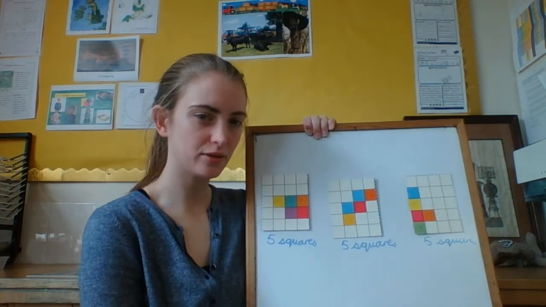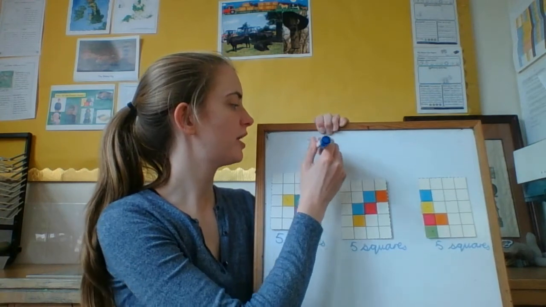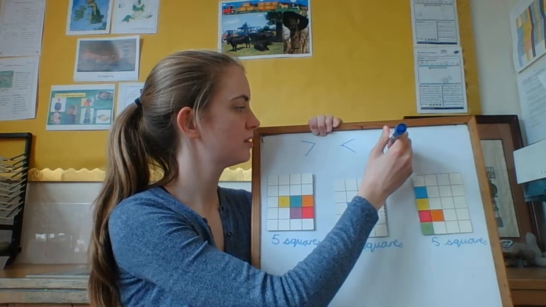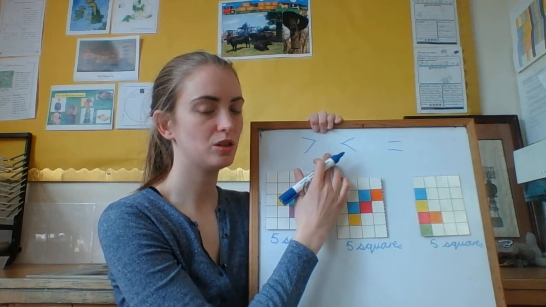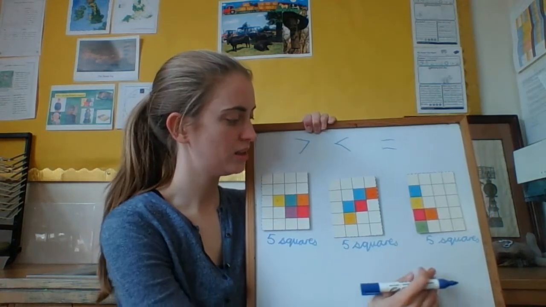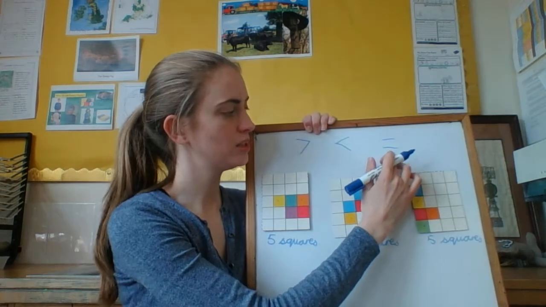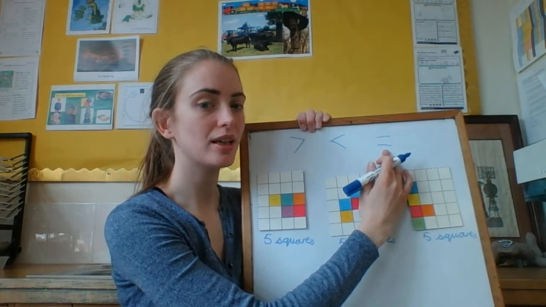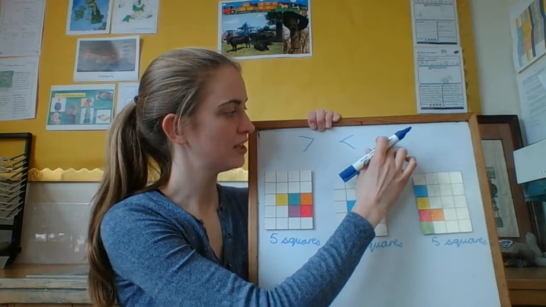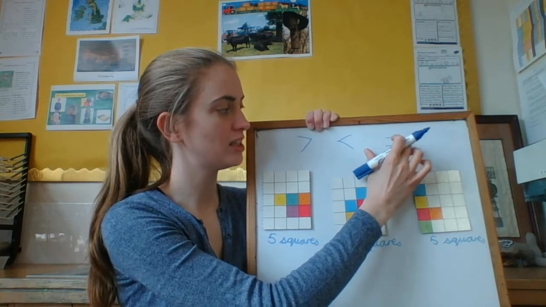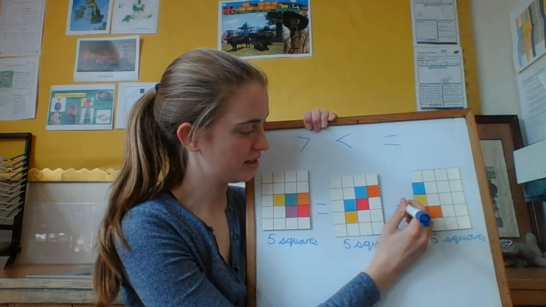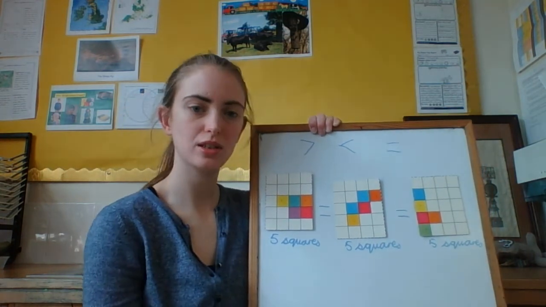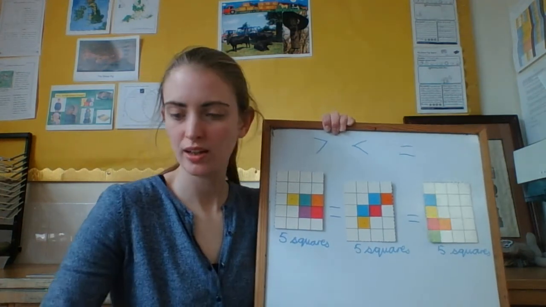So they're all the same. So out of these symbols, remember, greater number, the bigger side, smaller number, smaller side. These are all the same. So we use the equal symbol. They are the same as each other. The gap on both sides of the equals is the same. So this means that they are all the same as each other.